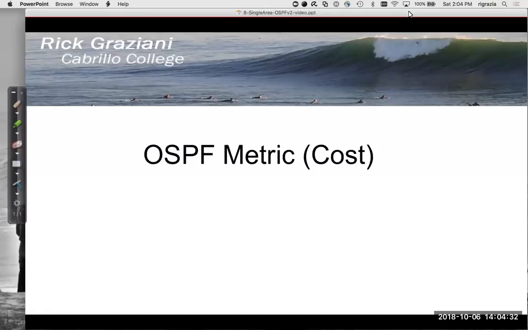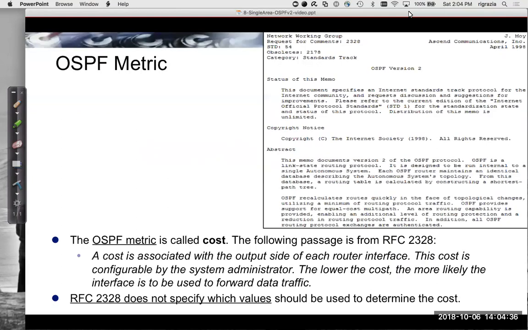Hi, in this video, we're going to take a look at the OSPF metric called cost. So the OSPF metric, known as cost, RFC 2328, the most recent RFC for OSPF v2, doesn't specify what that means, what should be used. It's really just up to the vendor.